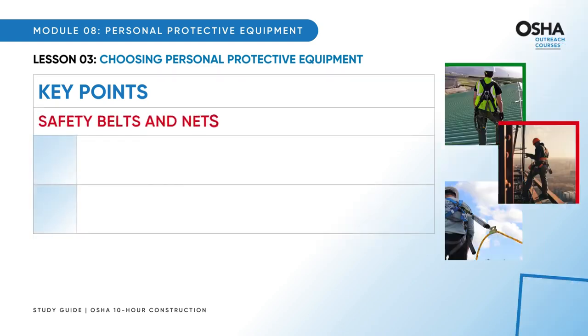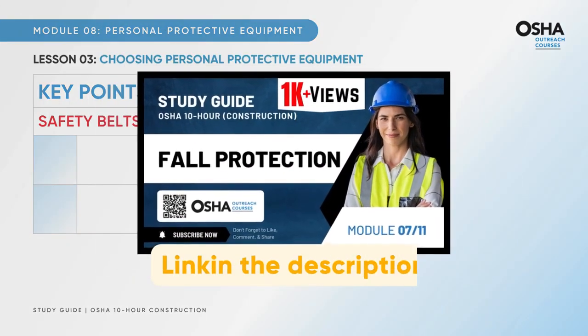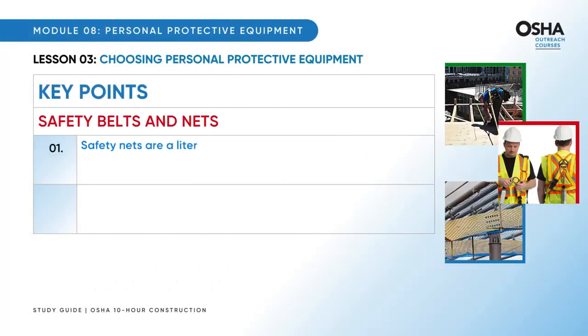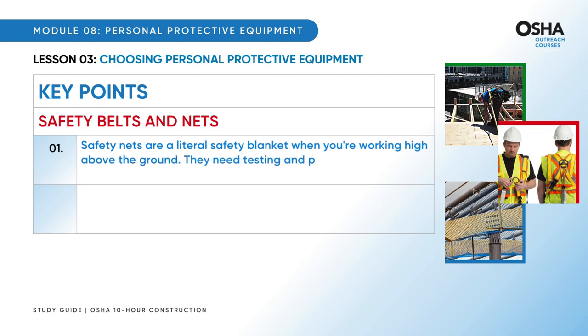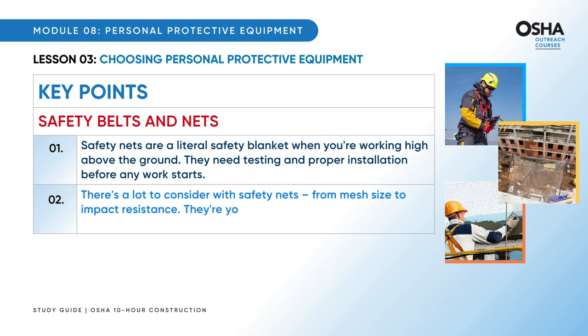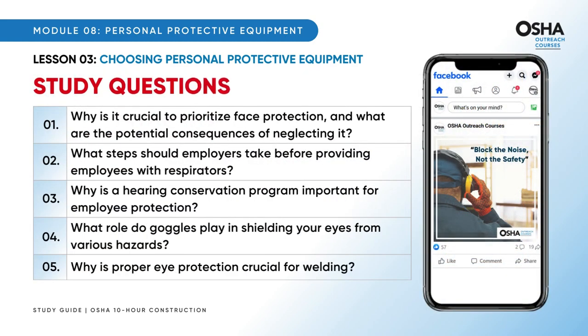And let's not forget about safety belts and nets. You can watch Module 7 for better knowledge about safety belts, link in the description. Safety nets are a literal safety blanket when you're working high above the ground. They need testing and proper installation before any work starts. Plus, there's a lot to consider with safety nets. From mesh size to impact resistance, they're your safety trampoline, so they have to meet specific standards to ensure they've got your back. And now, the study questions await.